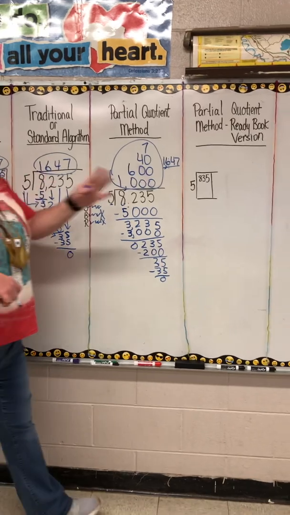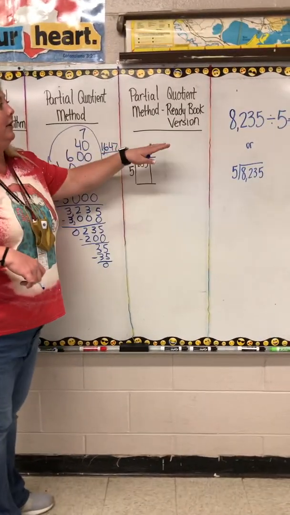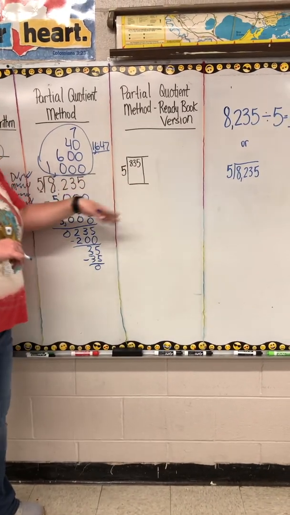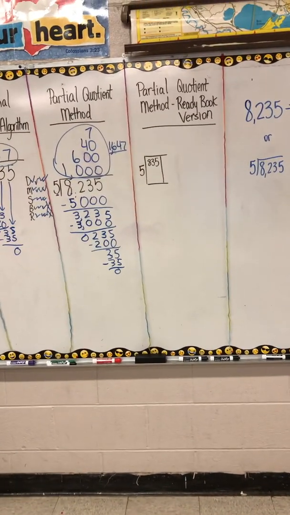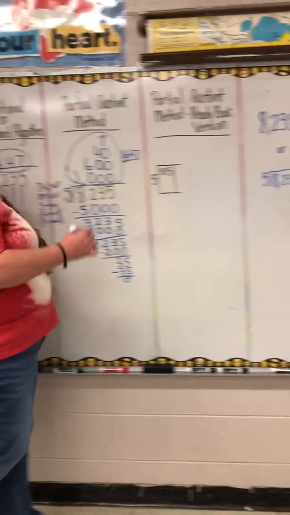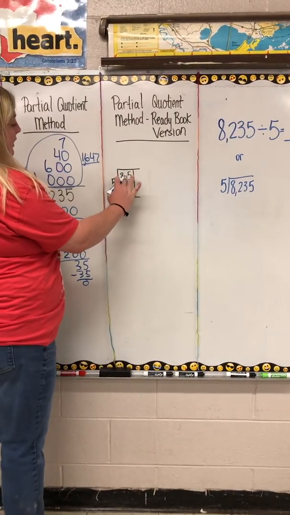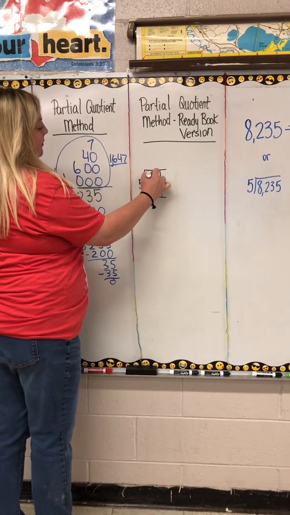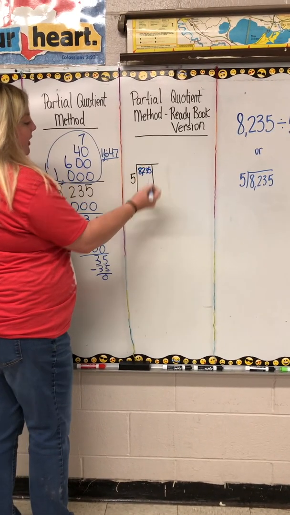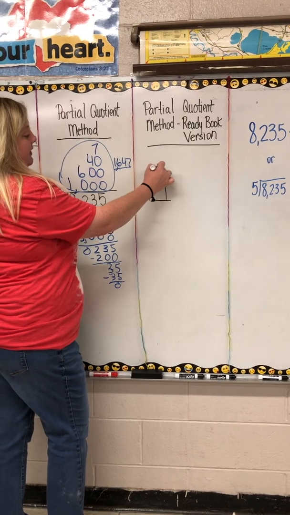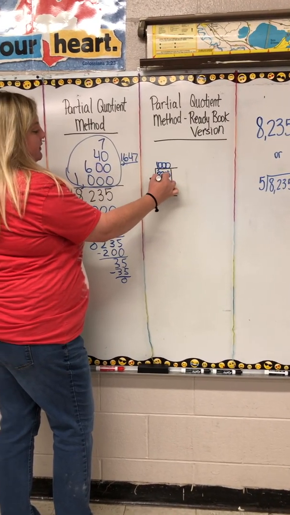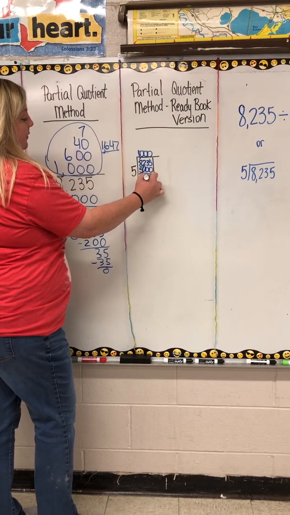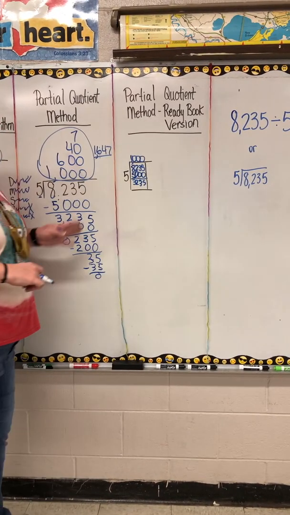Okay, the last way I want to show you is what I call the Ready Book version of the partial quotient method. They start off with a box that looks similar to the bottoms up model, but we're going to divide the whole thing, and I did not write this correctly. Let's rewrite it. You're going to divide the whole number by 5, which would go 1,000 times, and you would subtract it here. And that leaves me 3,235 to still divide.